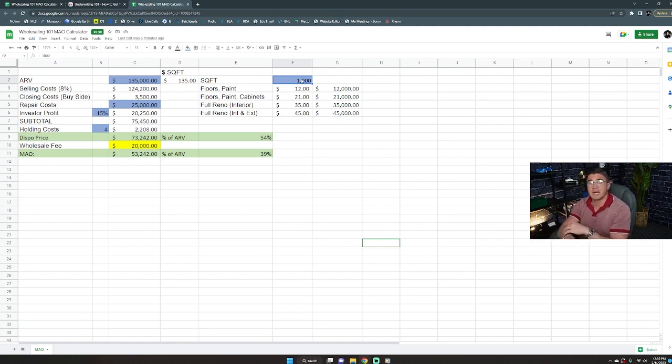Are they 100% accurate? No, not in every single market. In some markets, you'll be able to do a full interior renovation for $25 a square foot. In other markets like Arizona, California, and Las Vegas, it's going to be a lot closer to $45 a square foot. One other quick little number that I want to give you guys is if it's going to be a full gut rehab, I want you to estimate for $60 a square foot.